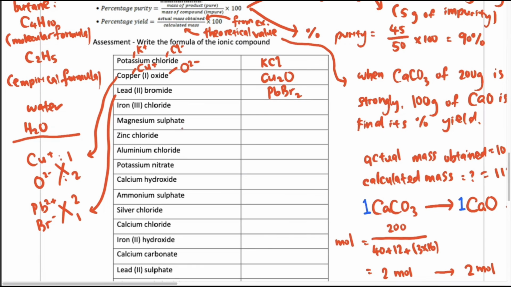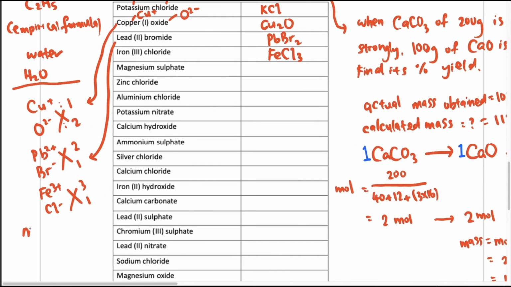Okay, so Fe3 plus and Cl negative. 3 and 1, exchange. So Fe 3. FeCl3. Magnesium sulfate.